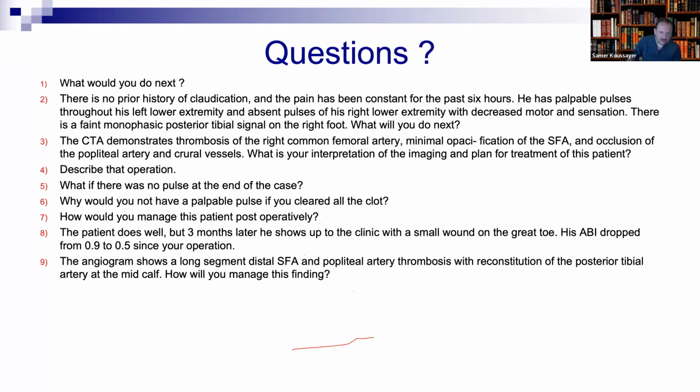Okay. Angiogram showed long segment SFA and popliteal artery thrombosis. So it rethrombosed again. Reconstitution of posterior tibial artery at the mid calf. How would you manage this finding? Patient with a great toe wound, a small wound, and SFA occlusion up to popliteal thrombosis. Long segment. Yes.